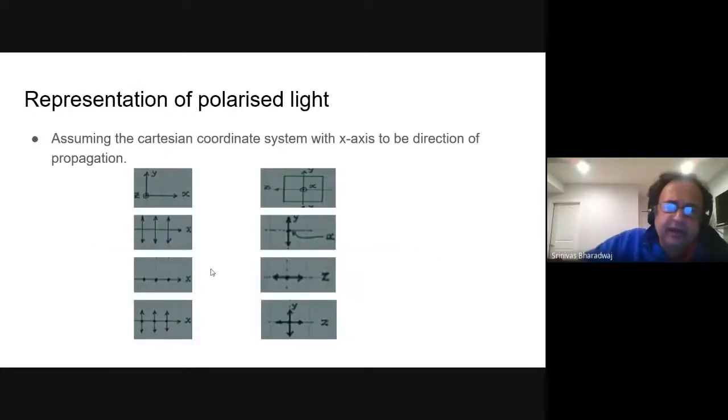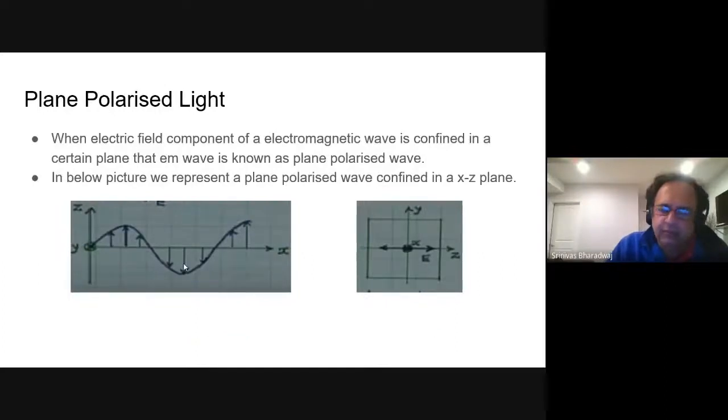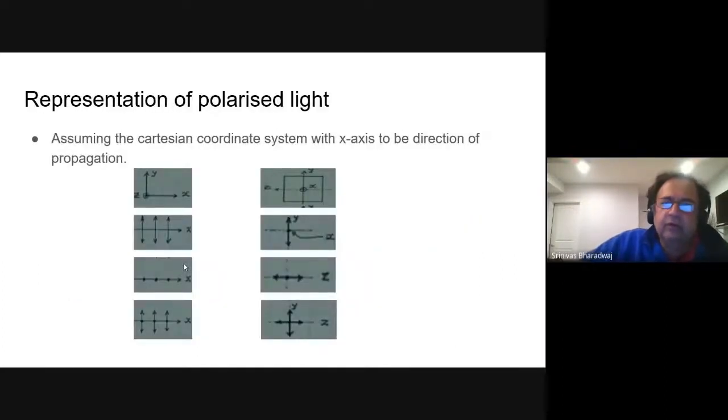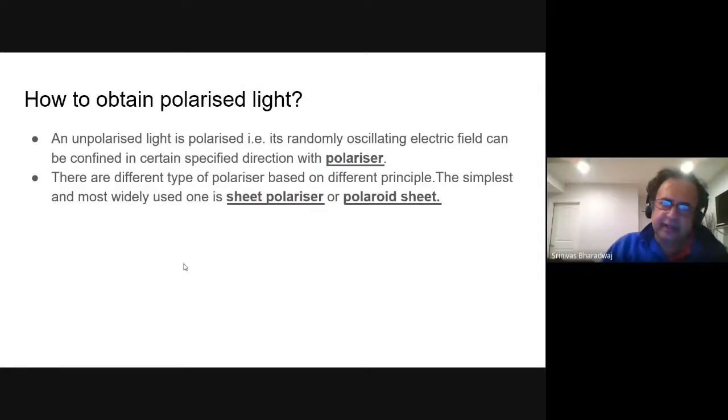Now, if you have polarized light, it will follow a certain system, where the electric field is in this direction, the magnetic field is in this direction, and the wave proceeds in that direction. Now, how do we obtain polarized light? An unpolarized light is polarized, right? The randomly oscillating electric field can be confined. You take unpolarized light and you confine the electric field to be in one plane. And that is done by this thing called a polarizer.